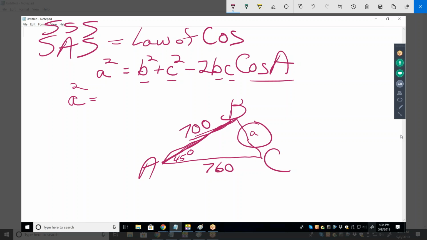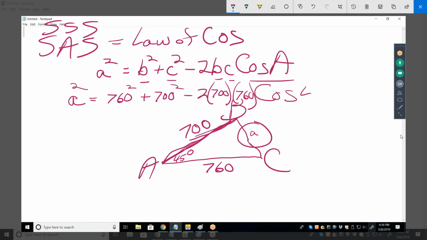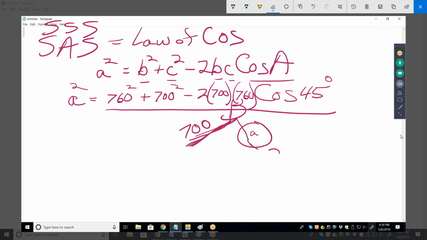So a squared is 760 squared plus 700 squared minus 2 times 700 times 760 times the cosine of 45 degrees. Well, that's one big number. Figure it out on your calculator and then take the square root of it, and that will give you side A.